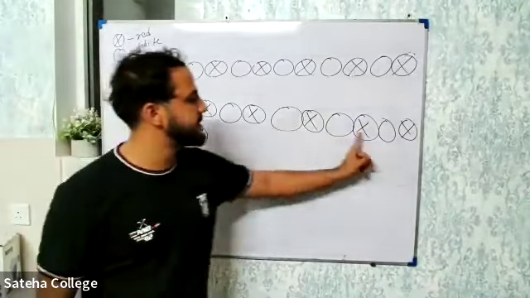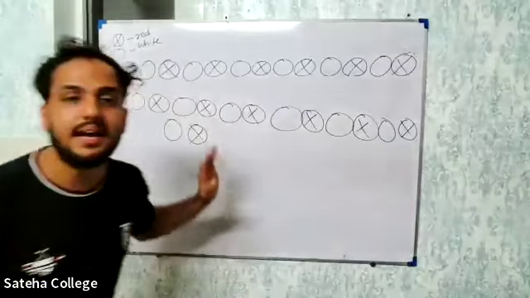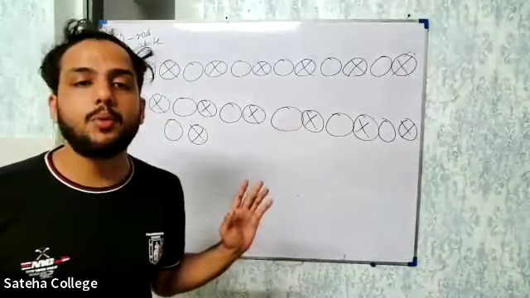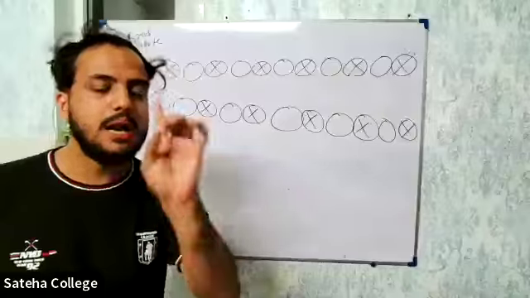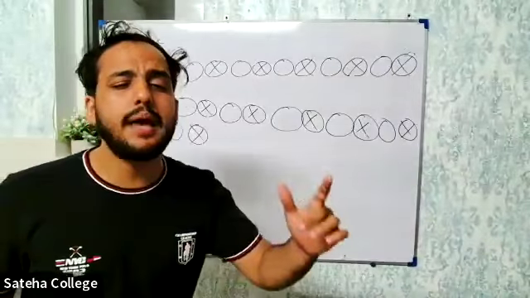1, 2, 3, 4, 5, 6, 7, 8. 1, 2, 3, 4, 5, 6, 7. Again, how many red more than white? Again, only one red more than white, because always there will be only one red more than white.